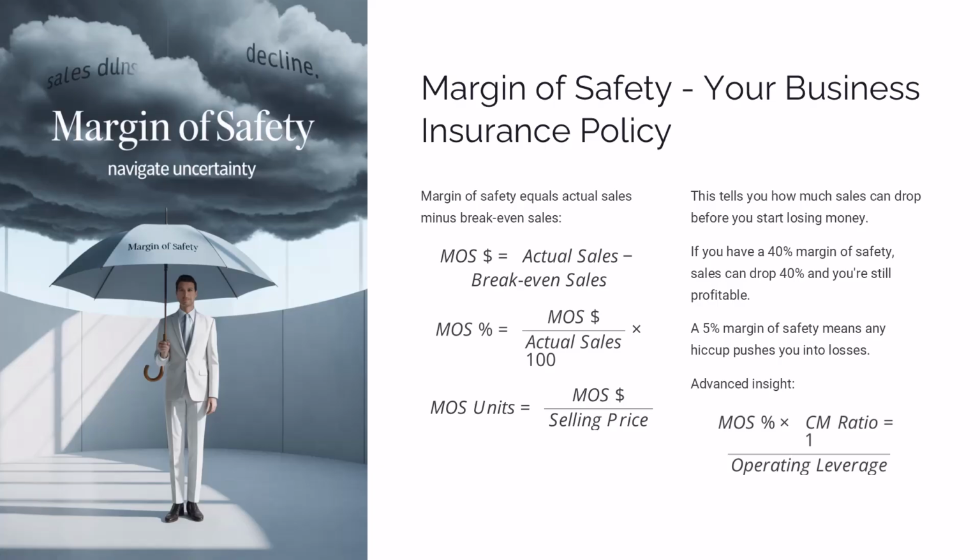When Netflix had only 10% margin of safety in 2011, Reed Hastings made the disastrous decision to split streaming and DVDs into separate services, causing subscriber losses that eliminated their margin of safety and nearly bankrupted the company, teaching us that strategic decisions must consider their impact on margin of safety.